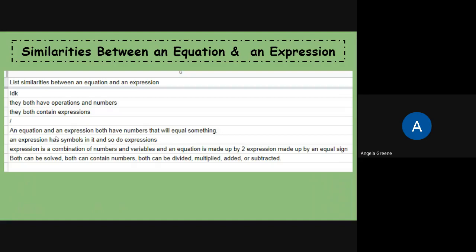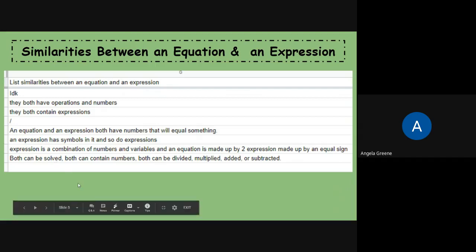Both can be solved. Both can contain numbers. Both can be divided, multiplied, added, or subtracted. So this last definition here is partially true. They both contain numbers. They also contain operations like division, multiplication, addition, and subtraction. They can contain variables like we have up here in this definition. However, the biggest difference, this is a difference and not a similarity: one of them can be solved and one of them cannot be solved.